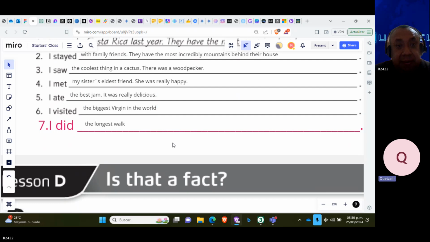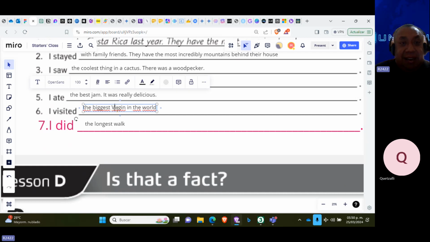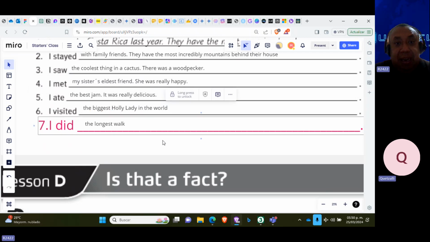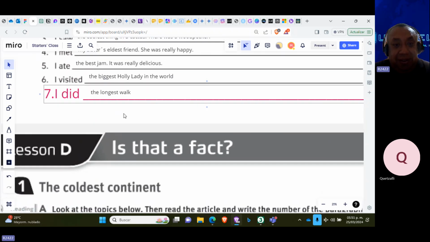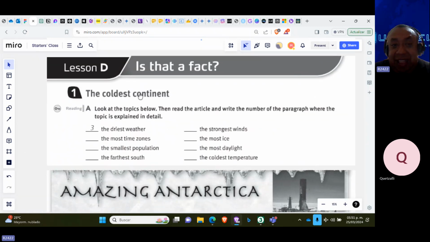I visited the biggest virgin in the world. I visited the biggest, in English they call it the biggest holy lady. It's the Virgen de Guadalupe, right? Is that okay? Yes. Very good, yes. I visited the biggest holy lady in the world. Very good. And number seven, please. I did the longest walk. Very good. Okay, look at letter D.